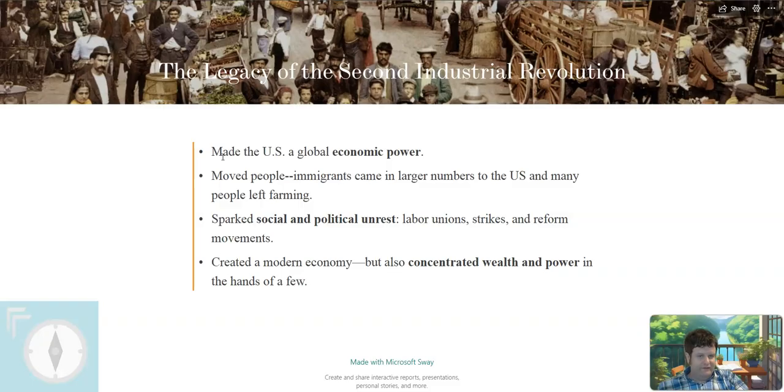A lot of immigrants came to the United States, and a lot of people left the farms to move into big cities, and their children and grandchildren never go back to either of those places. They will continue to be in the cities. It changes the trajectory of generations to come. We're going to see some political and social unrest: the development of labor unions, the push for trying to fix the problems of the Industrial Revolution. And we're also going to see the creation of the modern economy and the modern world we live in today.